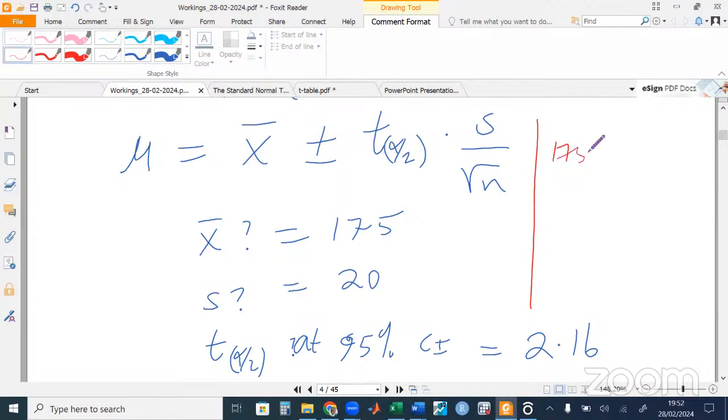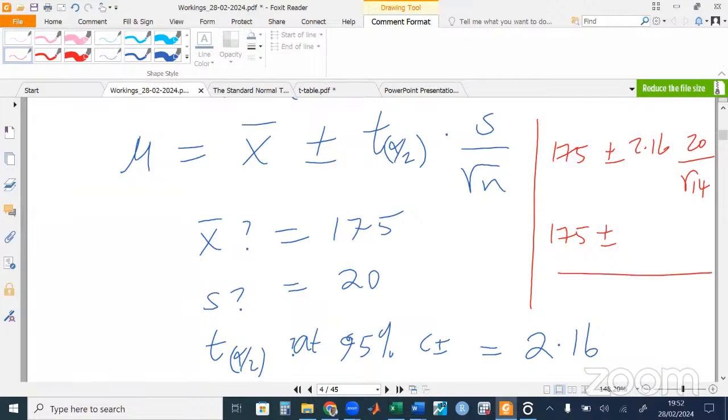So 175 plus or minus 2.16 times 20 over the square root of 14. And then you get the answer. 175 plus or minus some number. I think it's now complete. I want to get the final answer: 175 plus or minus some number there.